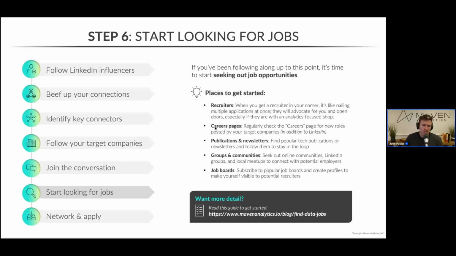You can look at career pages. You can look at publications and newsletters. Like, I live outside of Boston. There's some really good Boston technology publications that will talk about, hey, this company is doing really well. This company just raised money because they're trying to hire people. So that can be a good place to see who you should be targeting.